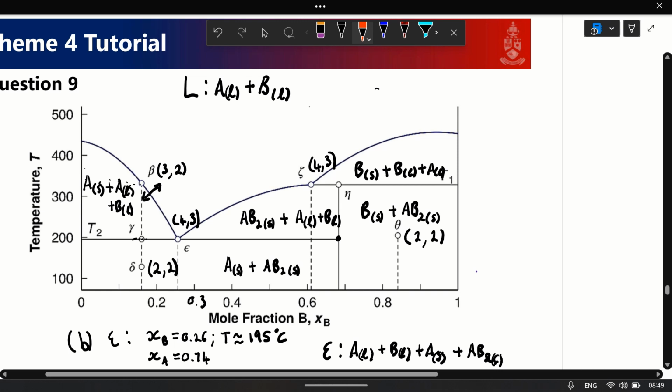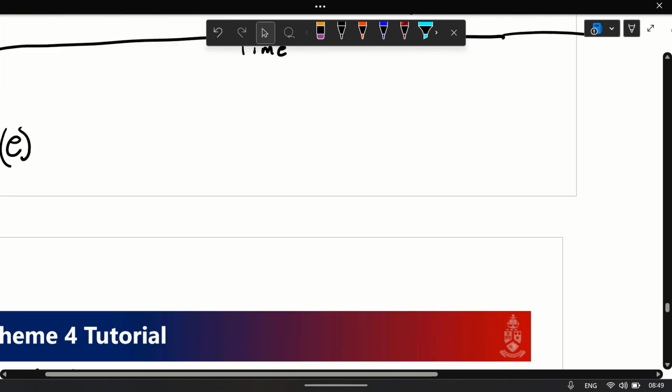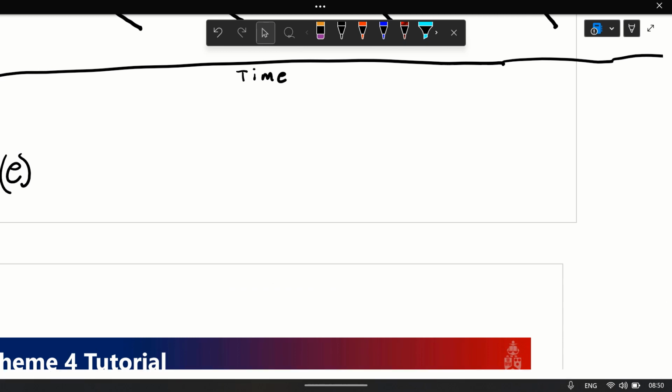So the first question asks, what is the solubility of B in A at 500 degrees Celsius? So at 500 degrees Celsius, let's draw a line here. We see that we're in the liquid region, so A and B should be completely soluble. They said A in B, right? Yeah, or B in A. So B is 100% soluble in A at 500 degrees Celsius.